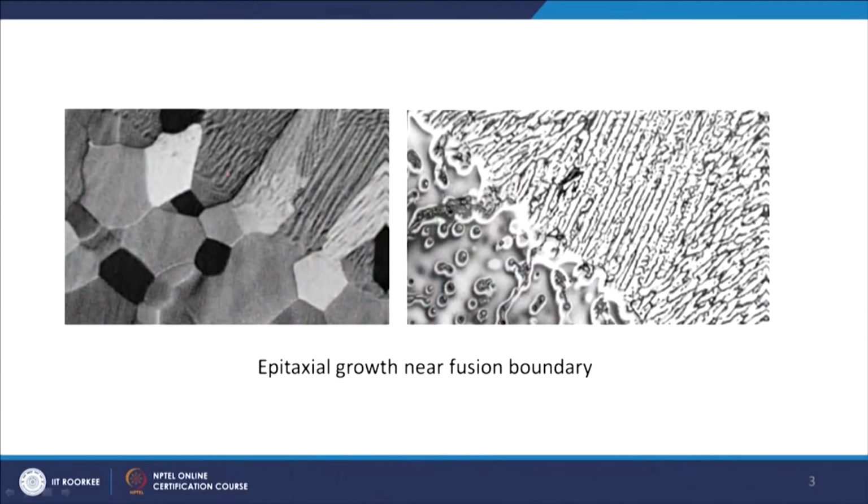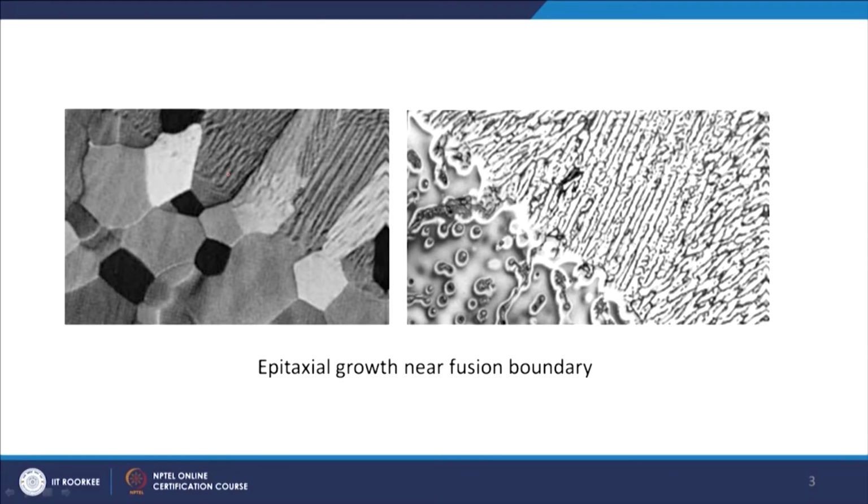Now, similar is the case when we go for the aluminum copper alloy. This is aluminum 4.5% copper alloy, and here also you see that the grains are growing in one particular direction. So, that is your preferred direction of growth in such cases. Now, this is about the epitaxial growth.